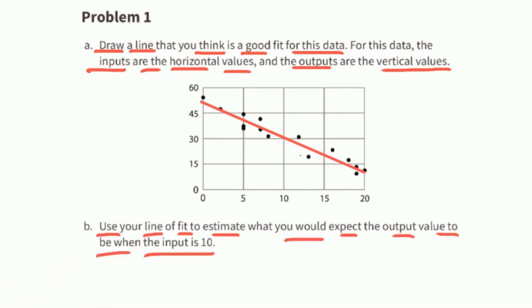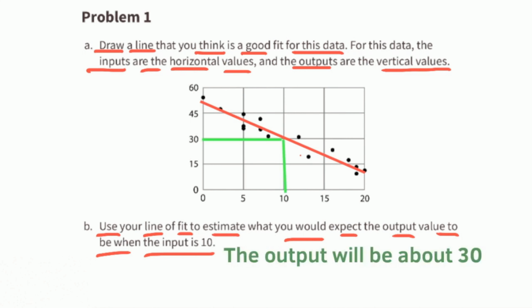B. Use your line of fit to estimate what you would expect the output value to be when the input is 10. Remember, the inputs are the horizontal values, so when the input is 10, the output would be about 30.